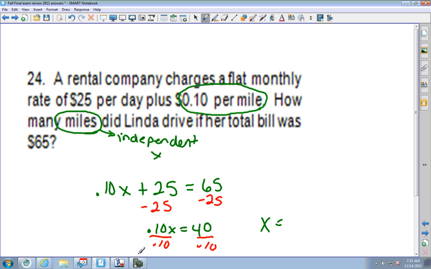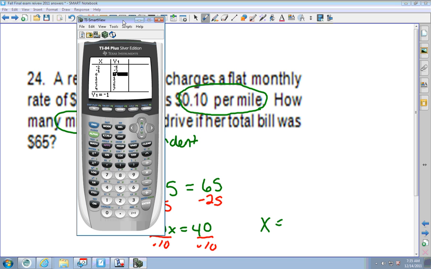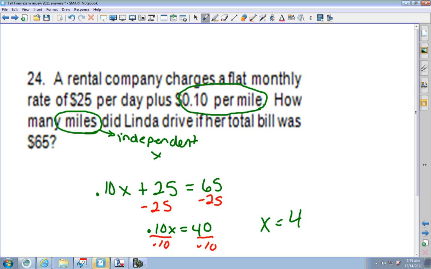So you'd go in your calculator, let's move it to the side again, go in the home screen right here and put 40 divided by 0.1 and press enter. It is 400. So in this case, Linda would have driven 400 miles.